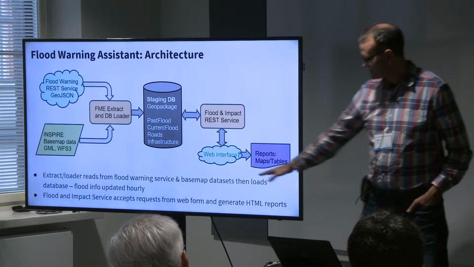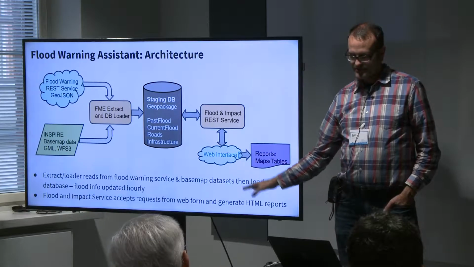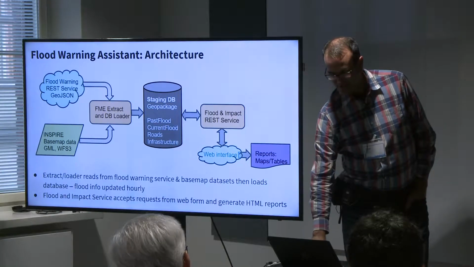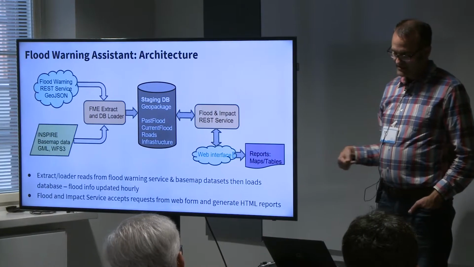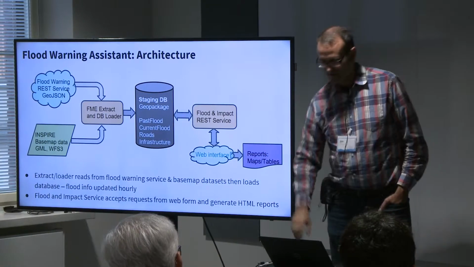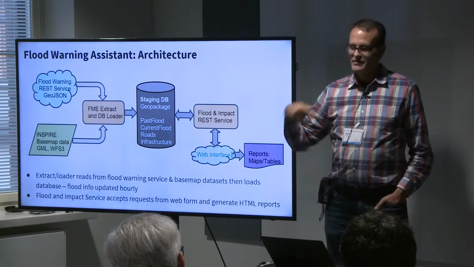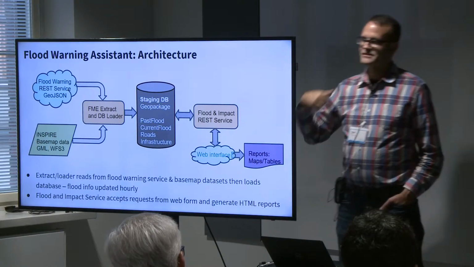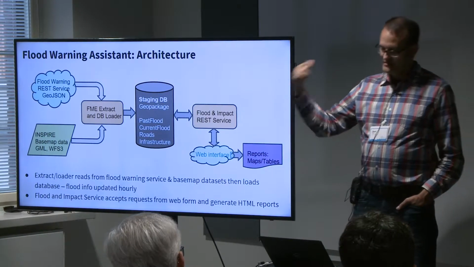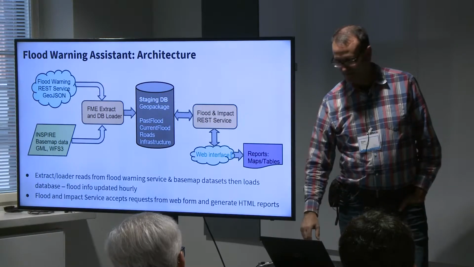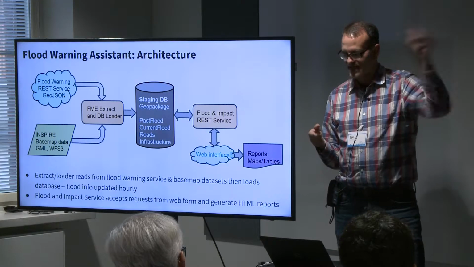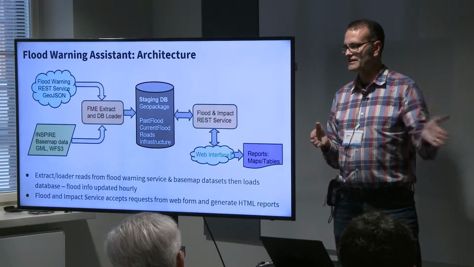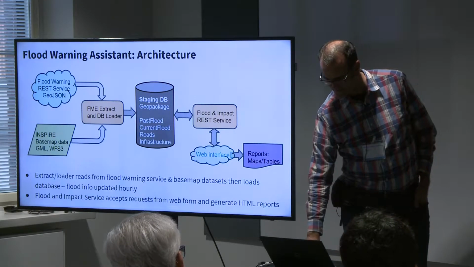So we basically have 2 main steps here: extractor and loader to load that into the staging database, and then the flood service query, which runs every hour and updates the current flood table. And then every day I archive the flood table into past flood. So over time it's building up a history.